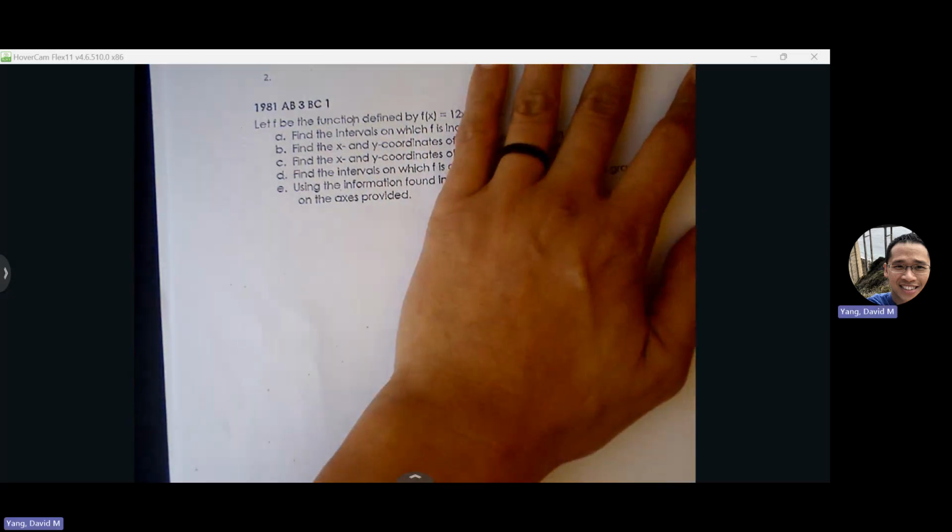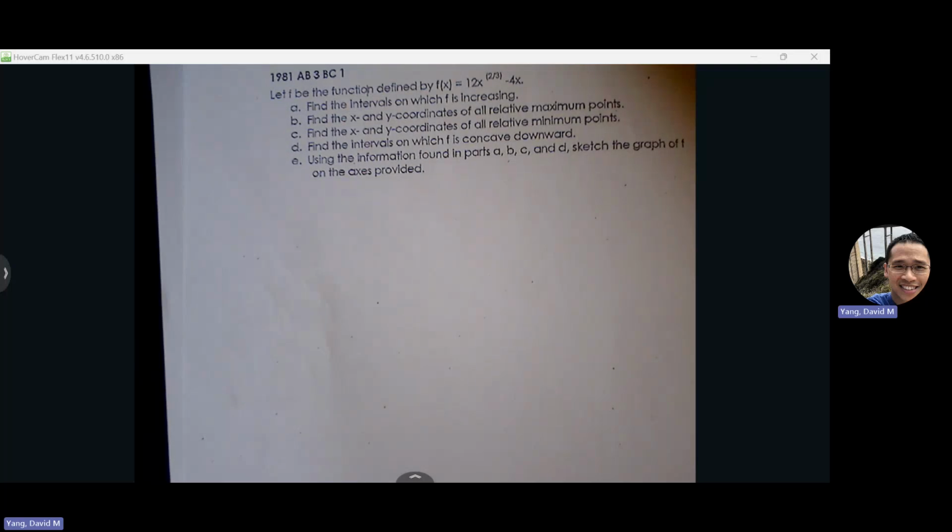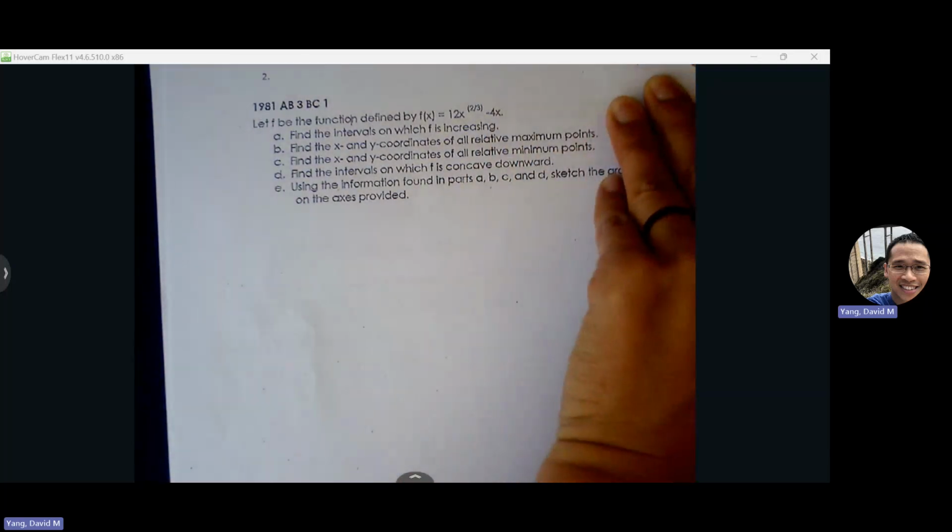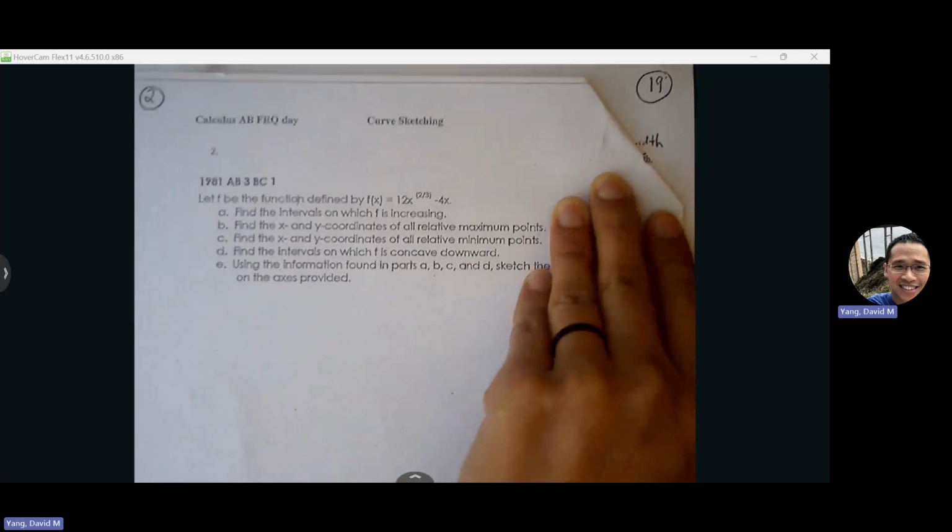Page 2 is a curve sketching problem where from the original function, you're going to build out your sine line, your concavity sine line, and then you're going to sketch your graph. So you'll see a problem similar to this on your test as well.